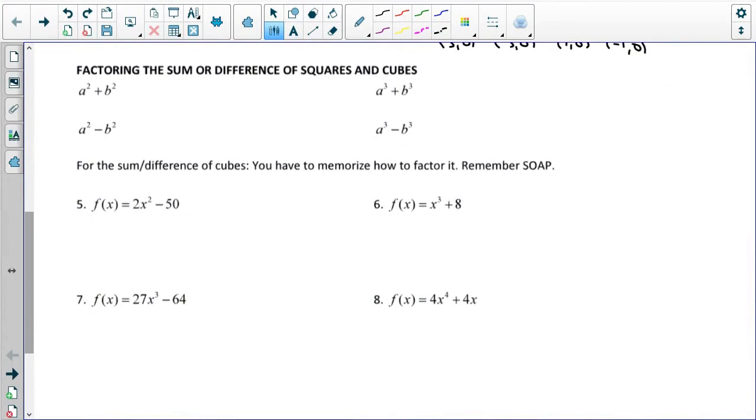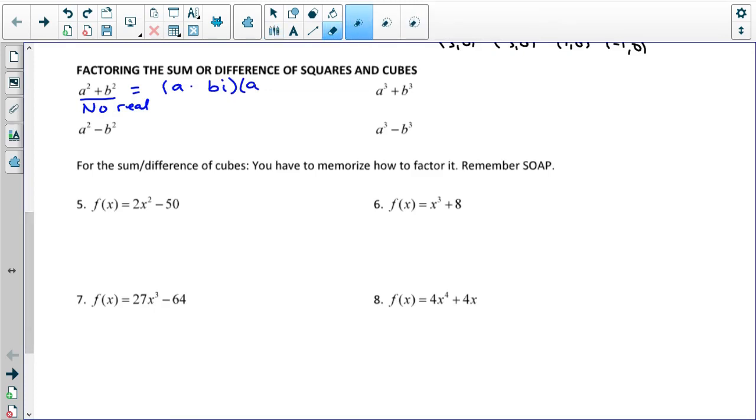Factoring the sum or difference of squares and cubes: a squared plus b squared has no real solutions. So there are no real solutions to these problems. There are no real x-intercepts, but we do remember that even though there are no real ones, we could factor this last chapter as a plus bi, a minus bi.